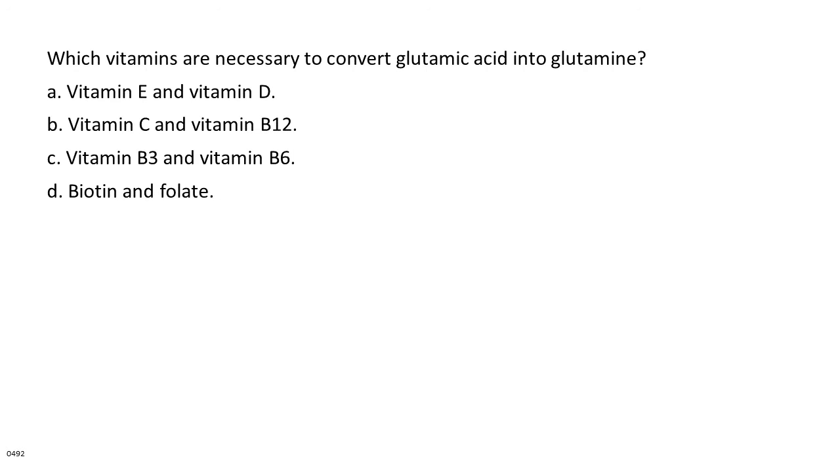Which vitamins are necessary to convert glutamic acid into glutamine? A. Vitamin E and vitamin D. B. Vitamin C and vitamin B12. C. Vitamin B3 and vitamin B6. D. Biotin and folate.